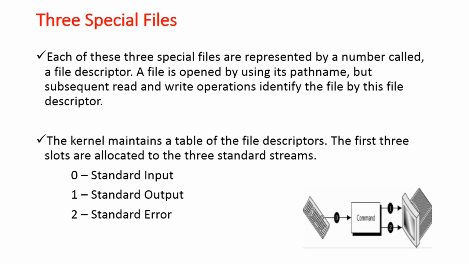See the diagram here. 0 is for the standard input, that is the keyboard. 1 is for the standard output connected to the display, and 2 is for the standard error, also connected to the display. Now let us discuss the standard input in detail with an example.